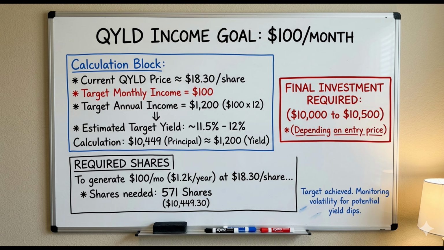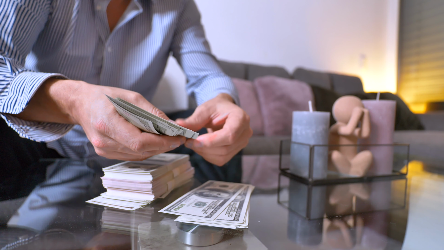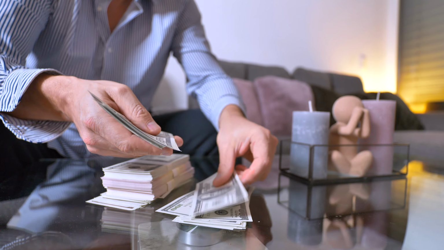Now there are a few important things to keep in mind. QYLD offers a very high dividend yield, but the share price does not usually grow much over time. That means most of your return comes from income, not price appreciation. Also, dividends are not guaranteed. They can increase or decrease depending on market conditions. This is why it is important to understand your goals before investing. QYLD is best used for income, not long-term growth.